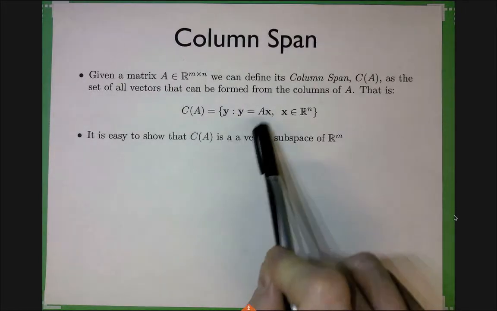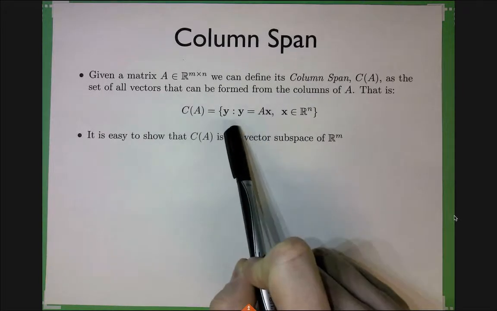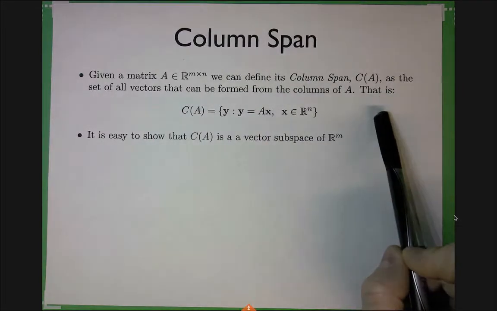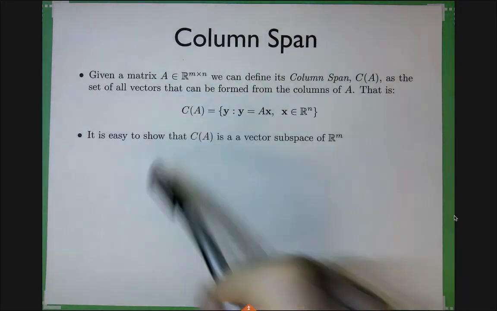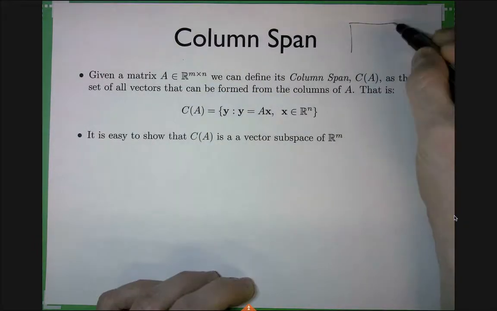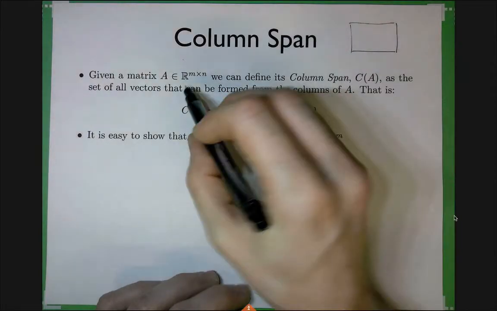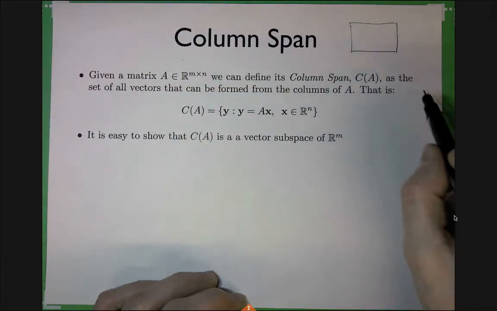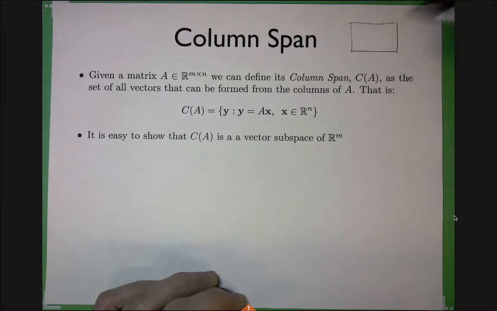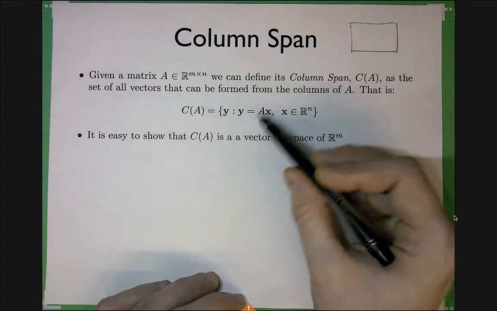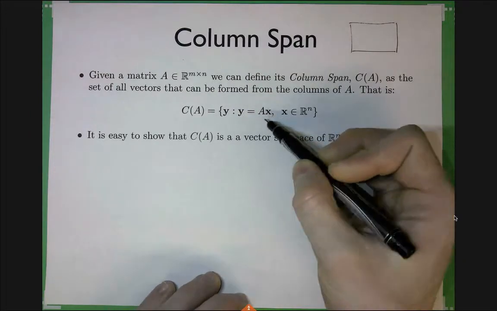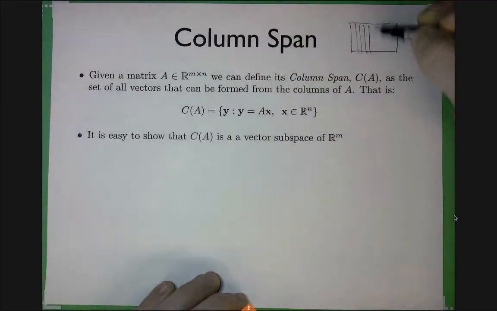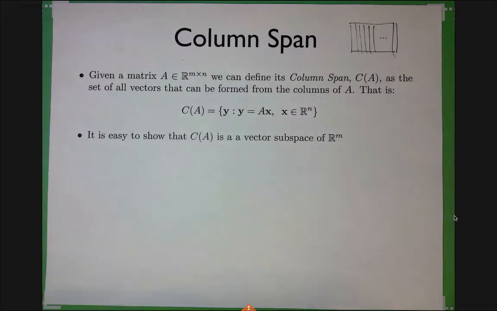So the column span is a very simple concept. We know it's an example of a subspace, right? That's a subspace of R^m. So the matrix is like this. If n is greater than m, if there are more columns than rows, they're not just all linear combinations of all the column vectors, right? That's what this Ax says. So all vectors y which can be formed as some linear combination of the columns of A. We have discussed that before.